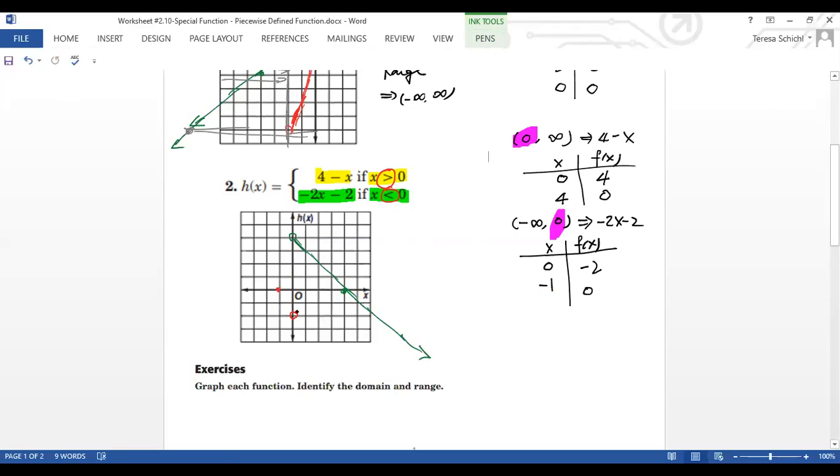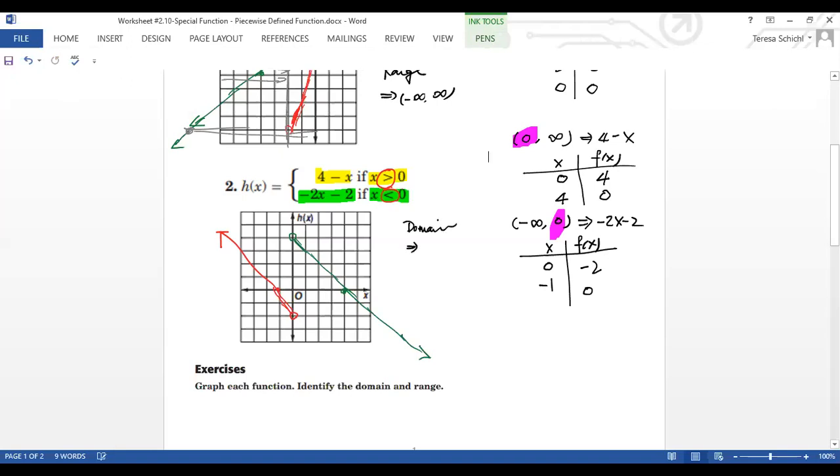Okay, so now I can connect these 2 points, and I can get it. So this is my piecewise function here. Now let's take a look at the domain.